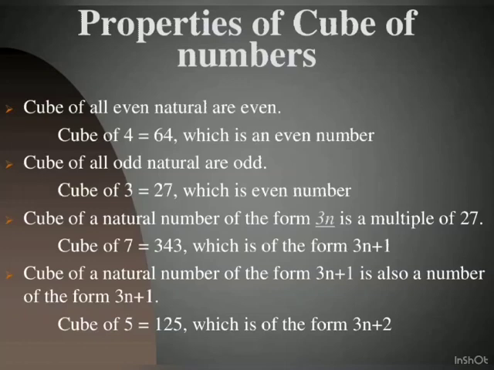Cube of a natural number of the form 3n is a multiple of 27. Cube of a natural number of the form 3n plus 1 is also a number of the form 3n plus 1. So these all were about cube of a number.